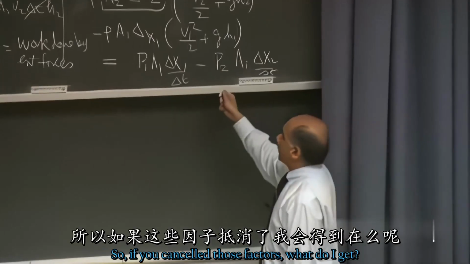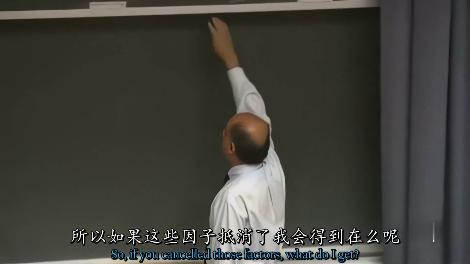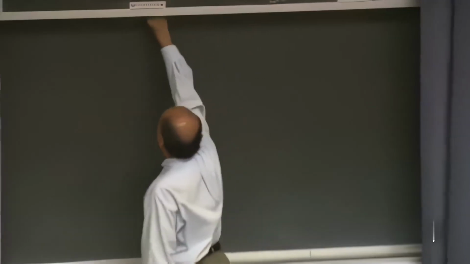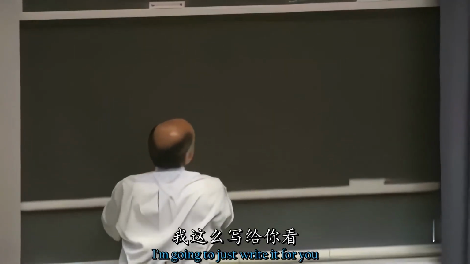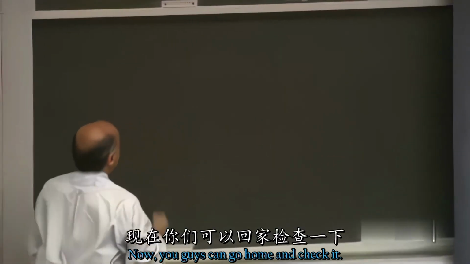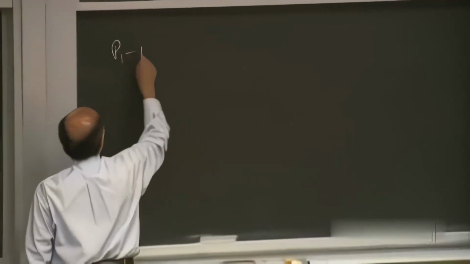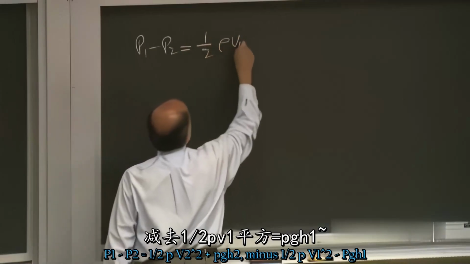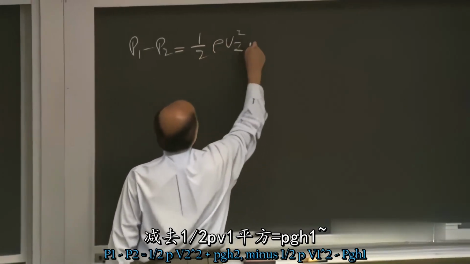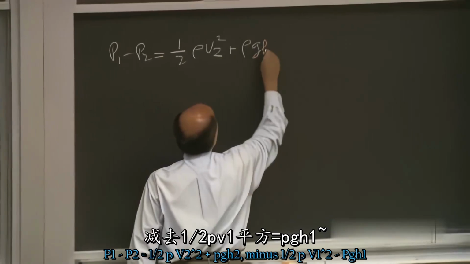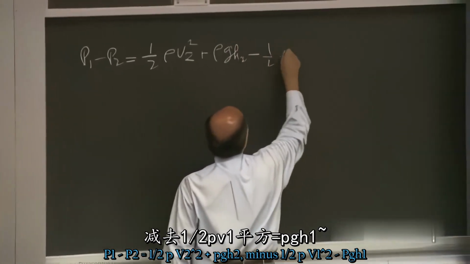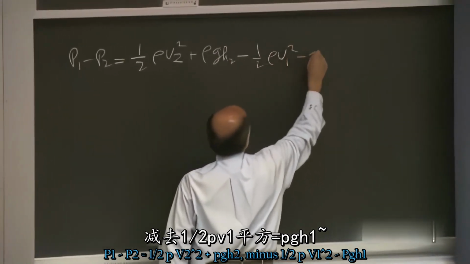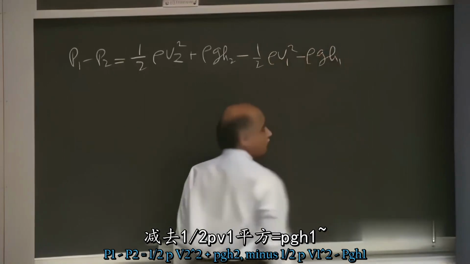So if you cancel those factors, what do I get? I'm going to just write it for you. Now you guys can go home and check it. P1 minus P2 is equal to 1/2 rho V2 square plus rho g H2 minus 1/2 rho V1 square minus rho g H1.